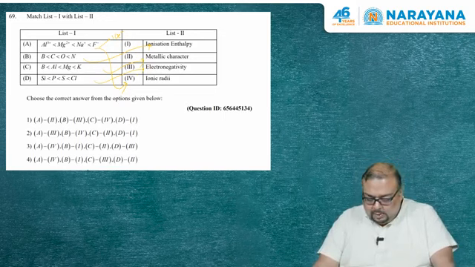So A4, B1, C2, and D3. This will be option 3.